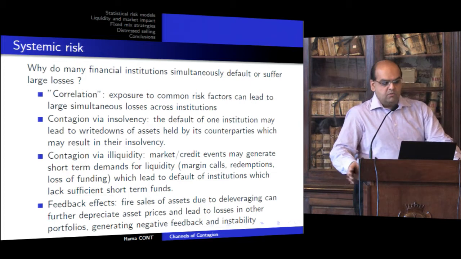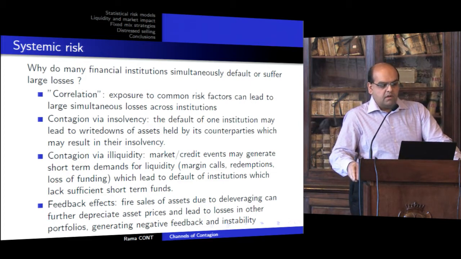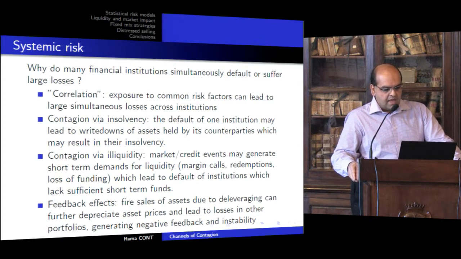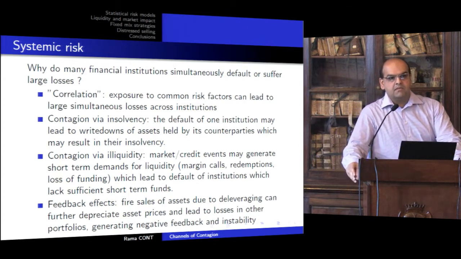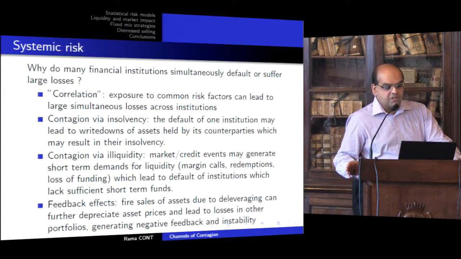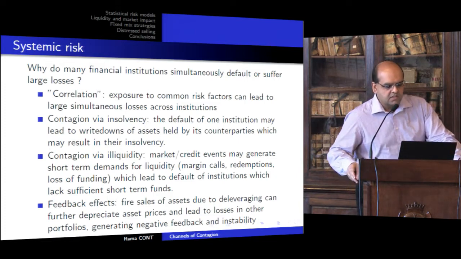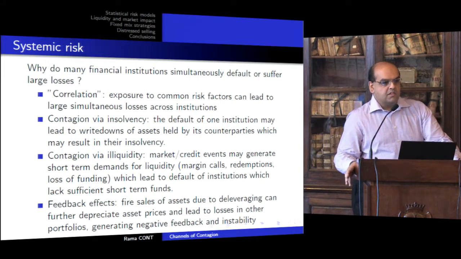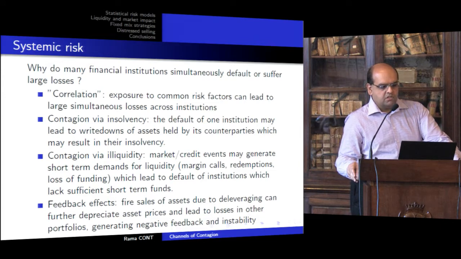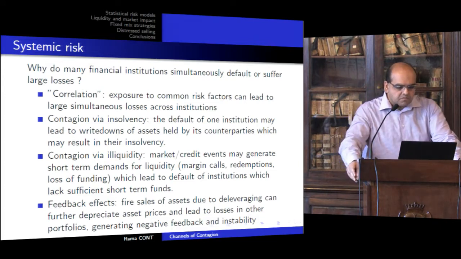Here we're concerned with scenarios where many financial institutions simultaneously suffer large losses. The first mechanism that comes to mind is what people call correlations. If portfolios have common exposures and there is a large loss in one asset class and everybody holds that asset class, this will lead to large simultaneous losses. That's fairly well understood, and it is captured by factor models of correlation in asset prices.